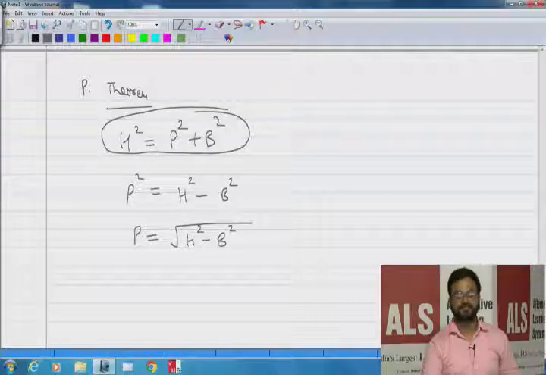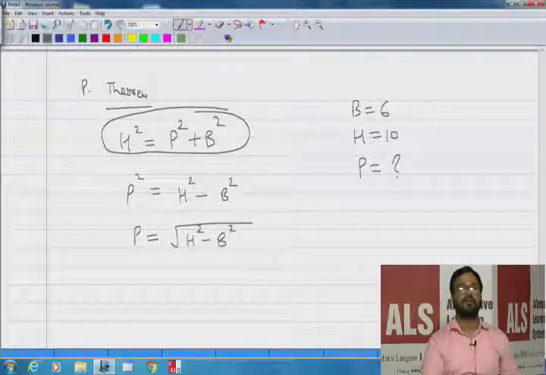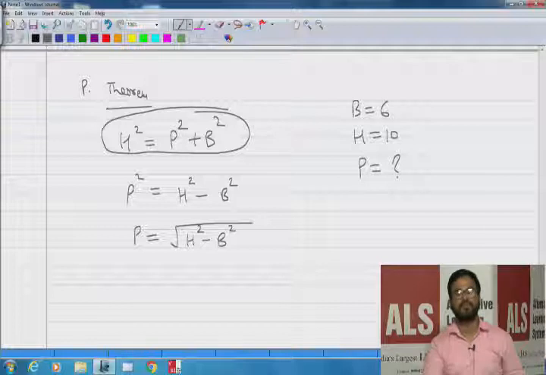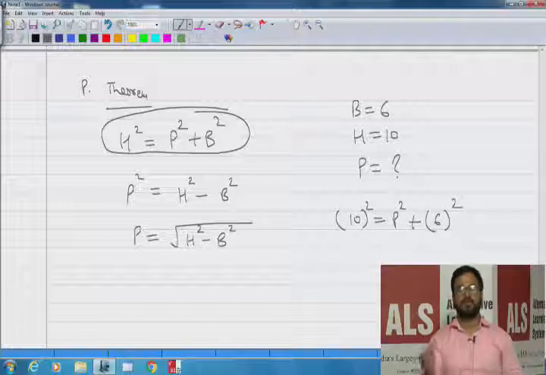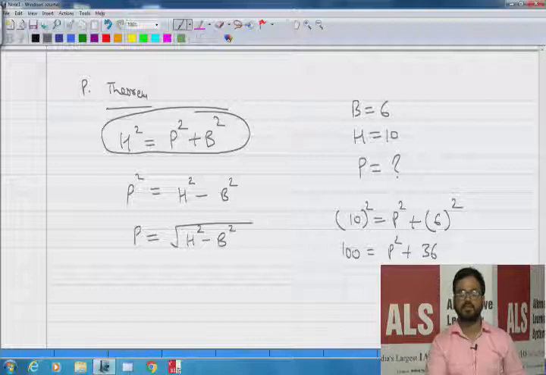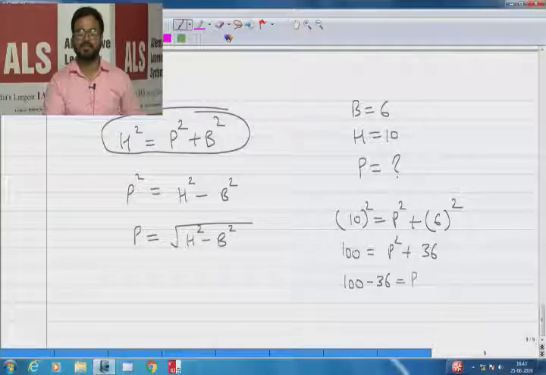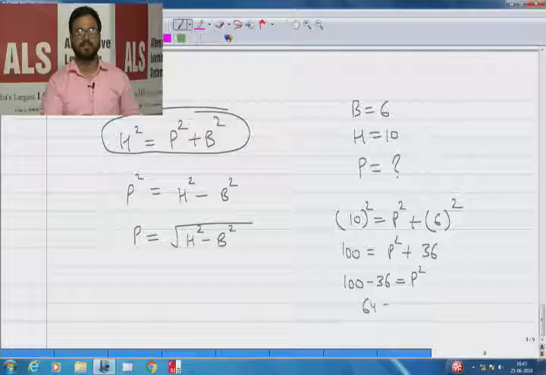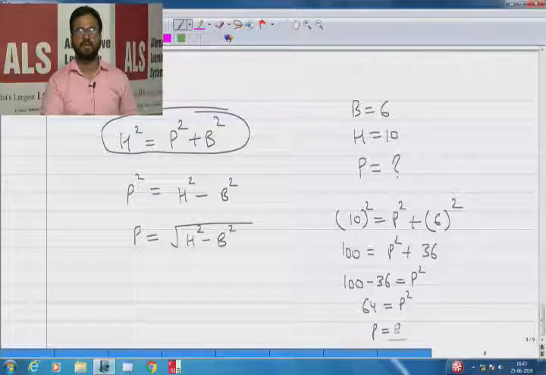Let's say b is given 6 and h is given 10, and you have to find the value for p. So just remember the basic formula, h square is equal to p square plus b square. So 10 square is equal to p square plus 6 square. Now just substitute, do the basic algebraic calculation. 10 square is 100, p square plus 36, 100 minus 36 is 64, is equal to p square, and p will be equal to 8.